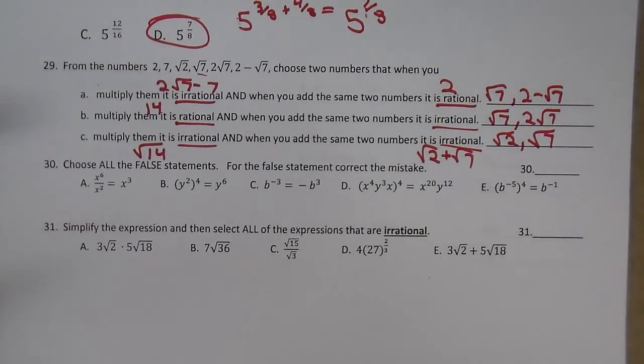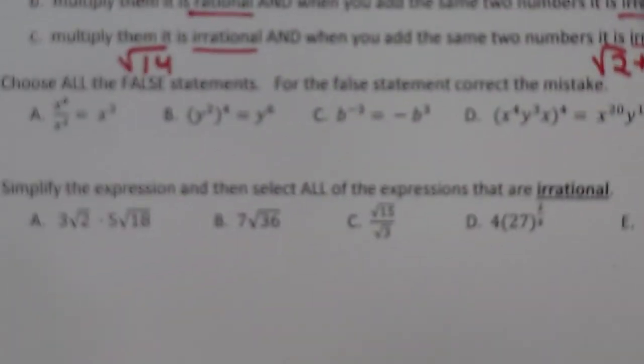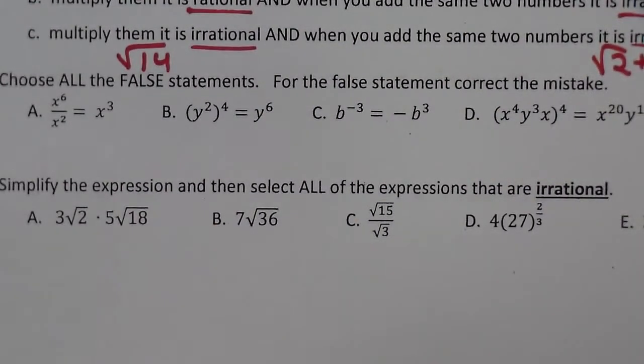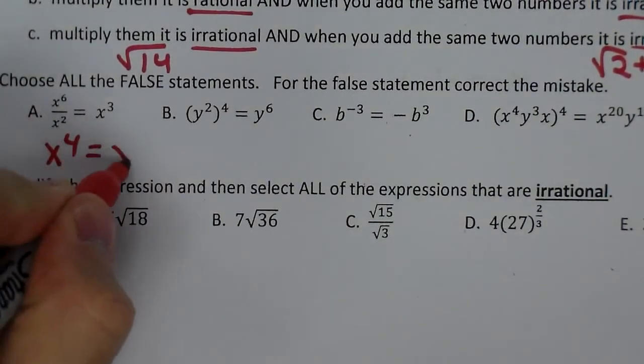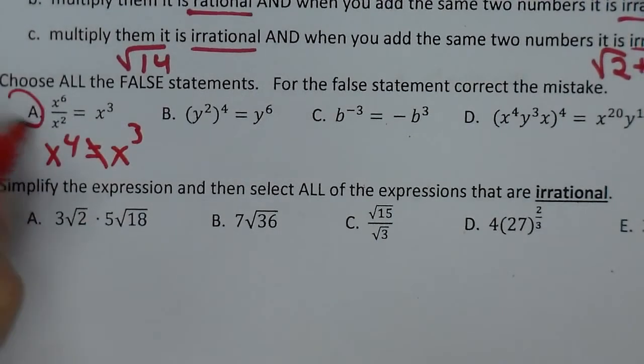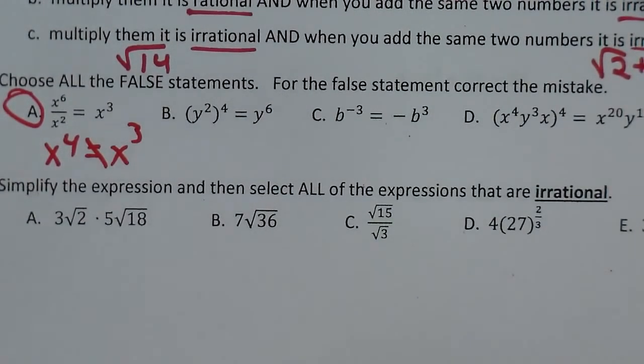So for A, I have x to the 6th over x squared. In doing that one, I'm going to simplify it. I have 6 on top, 2 on the bottom. That's actually x to the 4th, and that is not equal to x to the 3rd. So that one is false. It should be x to the 4th.